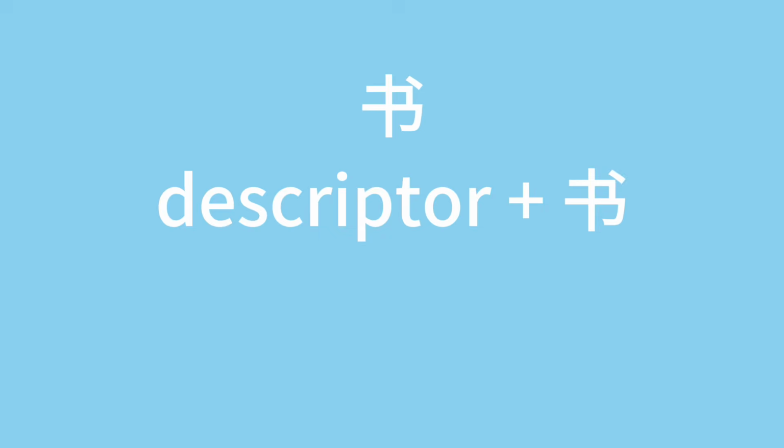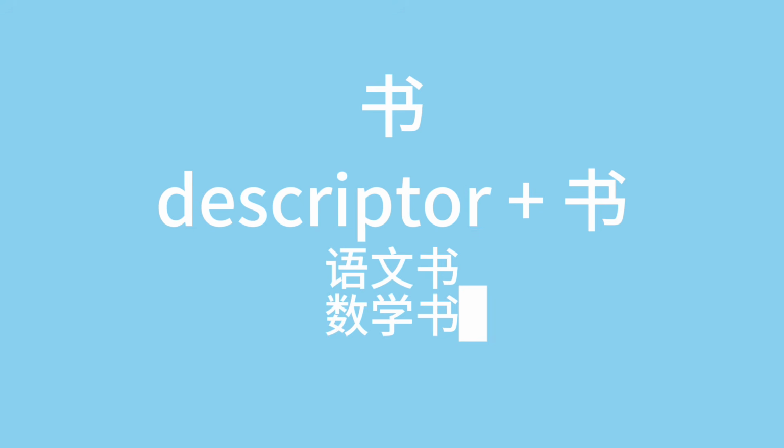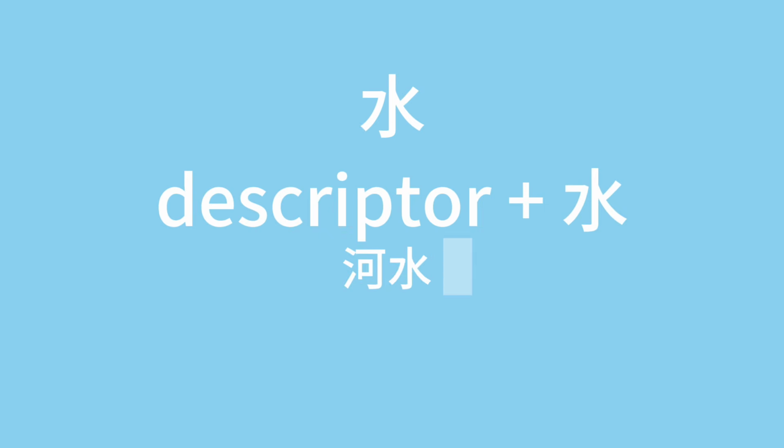Book, 书. We add a descriptor plus 书, then words appear like blocks. 语文书, Chinese textbook or language arts book. 数学书, math book. 历史书, history book. So same idea with water, 水. River water, 河水. Sea water, 海水. Lake water, 湖水. You see the idea?